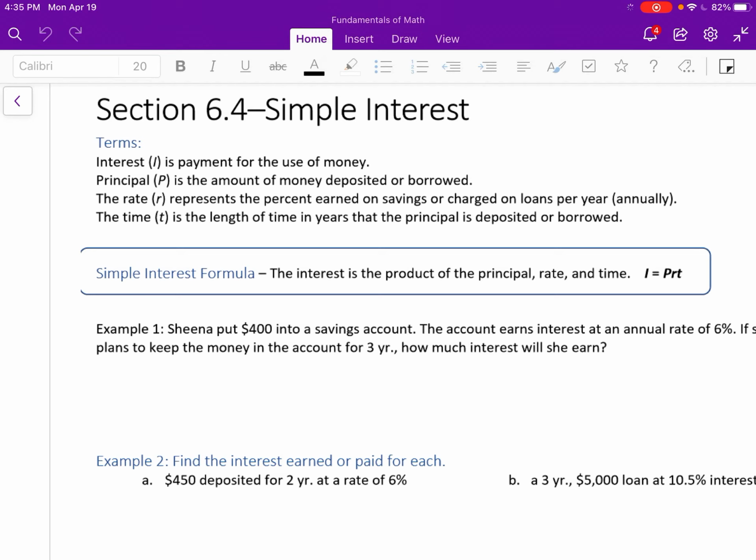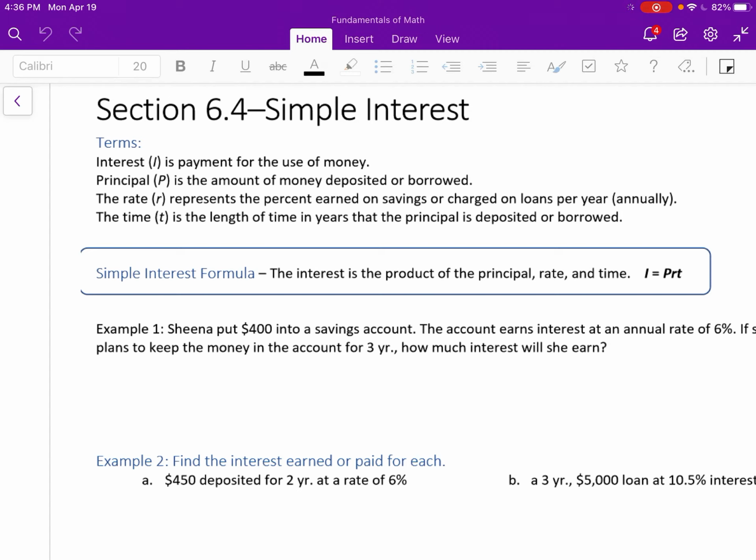So some terms that we need to know. Interest, which we use capital letter I, is payment for the use of money. So really when you invest money, the bank or someone is using that money to help them make more money, and then they pay you for allowing them to use that. So interest is payment for the use of money.